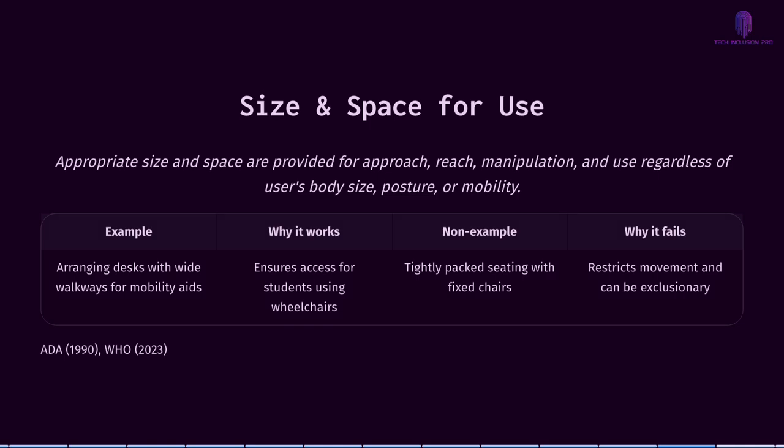The next one being size and space for use. So literally the built space or the environmental space online is appropriate size and space for that person to reach, to manipulate the objects, regardless of user's body size, posture, and mobility. So if you're in a classroom or you're in a workshop, how do you arrange the desk with wide walkways for mobility aids? This works because it can ensure access for students with wheelchairs. A non-example of this would be tightly packed seating.